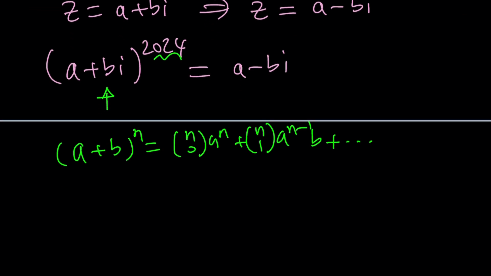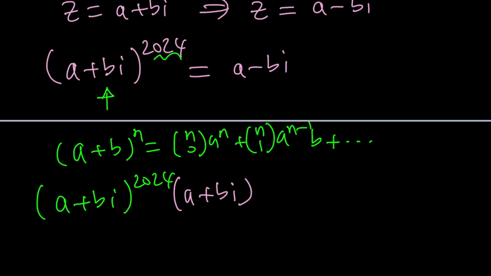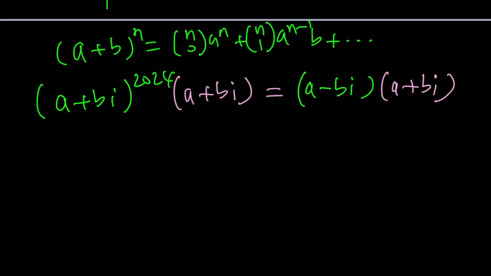Since we have the conjugate of z on the right hand side, let's multiply both sides by something. And what would that be? It would be a plus bi. And let me tell you why. If you multiply both sides by a plus bi, then you're going to get something nice, because a plus bi and a minus bi multiplied together give you a real number. What is so significant about getting a real number? I'll tell you in a little bit.